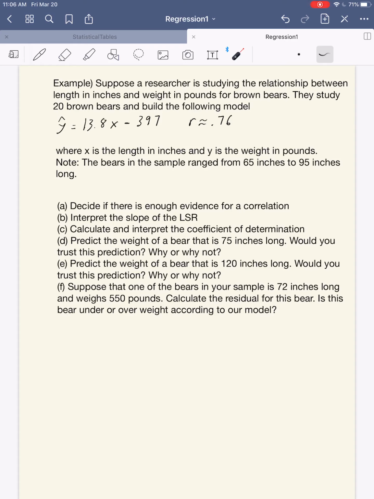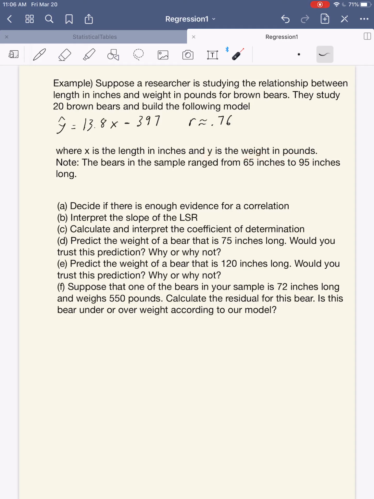Now you'll notice that this is very different in terms of the information we're being given here. We're not being given the raw data of the 20 bears. Instead, we're being given the summary statistics of the LSR here and the correlation coefficient here. And then we're reminded that the variable x is the length in inches. So that's telling you that the length is the explanatory. And the variable y is actually the weight in pounds.